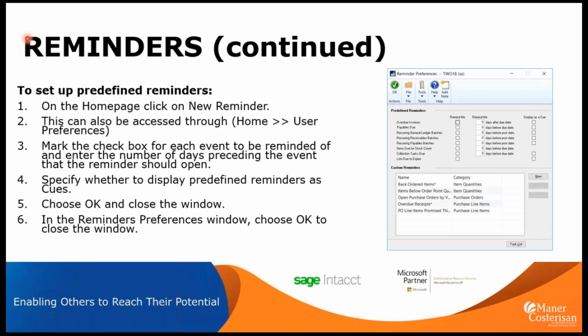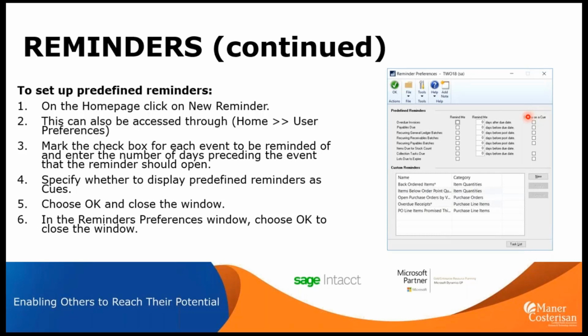To set up reminders, there are predefined reminders like you see here. These over here are predefined based on what is in the system, based on the SmartLists in the system already. You can also create custom reminders, as you see down here at the bottom. And they're very easy to create. So to use those predefined reminders, on your home screen, you click the Renew Reminder button. You can also access it by going to Home and then User Preferences. For the predefined, you just check the checkbox where it says Remind Me, and then you enter the number of days. And then you click Display as Queue if you want to have it automatically pop up when you log into GP.